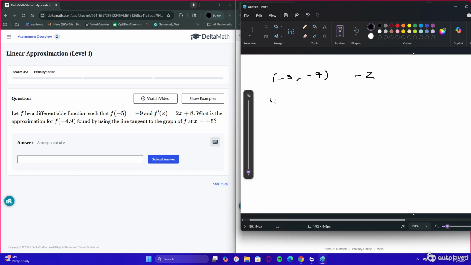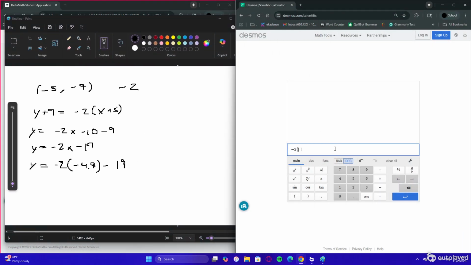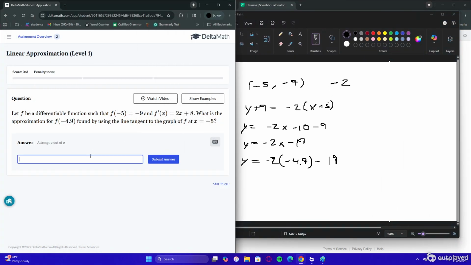So y minus y1 would be y plus 9, and that's equal to -2 times x plus 5. So y is equal to -2x minus 10 minus 9. So y equals -2x minus 19. And plugging in -4.9 to approximate, we get y equals -2 times -4.9 minus 19, which is equal to negative 9.2.